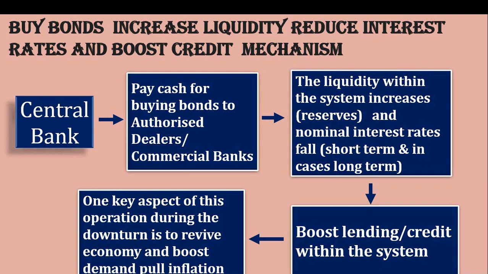Now the liquidity within the system increases, and the nominal interest rates, which is very important, fall. Nominal interest rates are the rates which bonds pay for you. It could be short term and long term, like the long-term purchases the Fed did. What you are doing is putting in a lot of liquidity and boosting lending or credit within the system. Going forward, let's look at the macroeconomic theory. I just want to discuss this. It's very important to discuss the change in the nominal interest rates with real money balances.